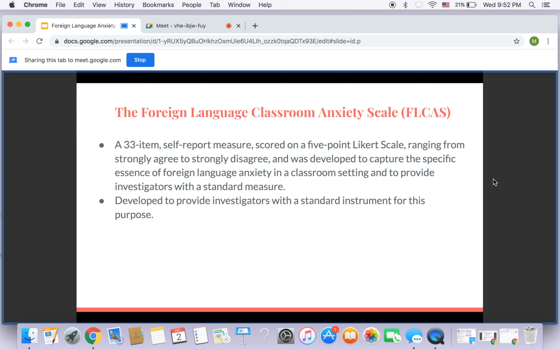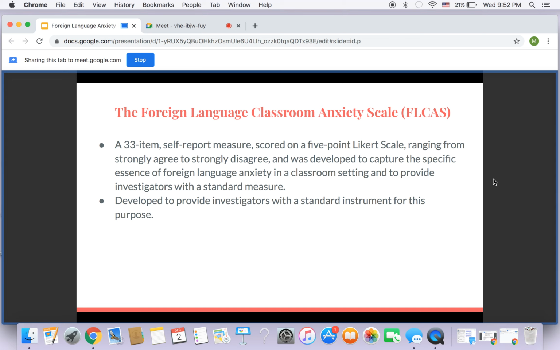You most likely took an examination like this within the classroom, something like, do you feel safe inside your school? Strongly agree to disagree, those 5-point scales. Some examples would be, I tremble when I know I'm going to be called on in language class. I don't understand why some people get so upset over foreign language classes. The more I study for a language test, the more confused I get, and things like this.